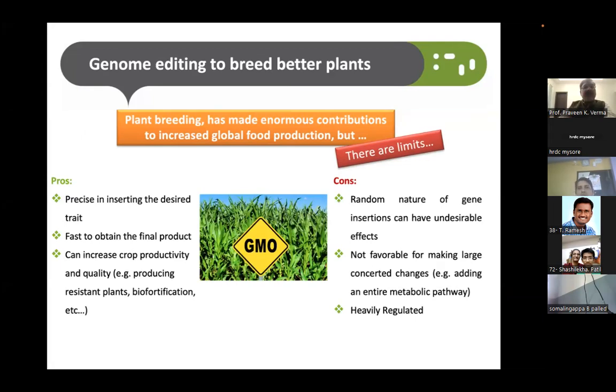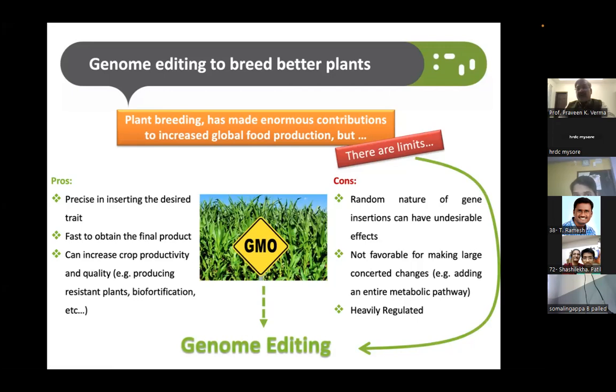So the process of plant breeding here is precise in inserting the desired trait, and fast to obtain the final product, and can increase crop productivity and quality, producing resistant plants, biofortification, all of those we can do. But the cons for GM crops was basically the random nature of the gene insertion, not favorable to making large concerted changes by adding an entire metabolic pathway. You can change only one or two genes, and it's heavily regulated now.